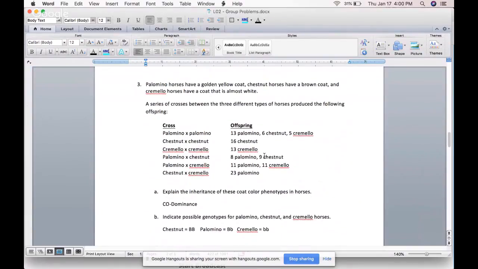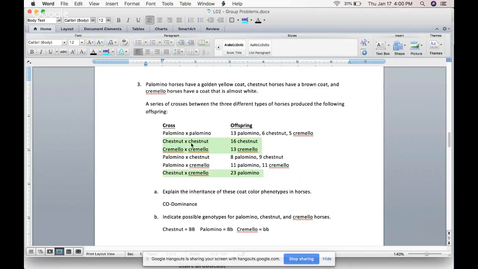Number 3 was kind of interesting. It scared me a little bit at first. But what helped me the most was these three things right here, where it says that you cross two parents with the same genotype and you get one genotype. So if these two, it makes sense.